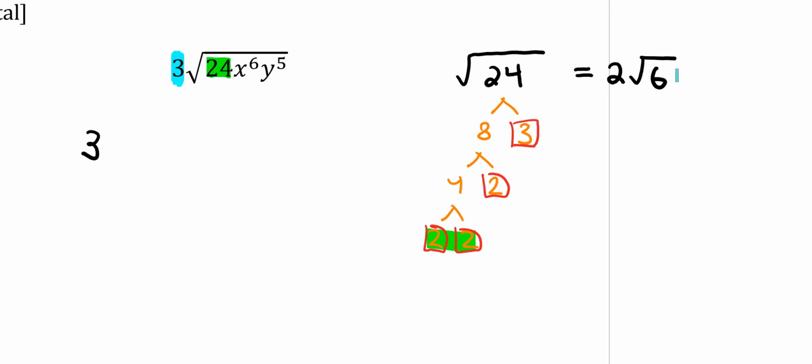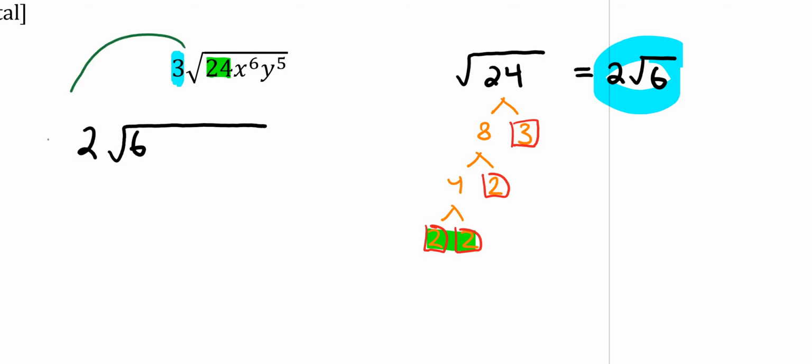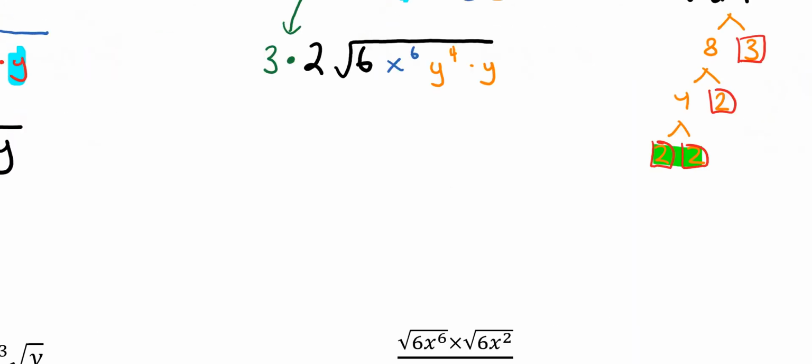And now let's look at this 2 root 6. The way we're going to put that in here, sorry, let me just redo this here. Let's put the 2 root 6 like that, and then this 3 can come out there in front, so 3 times 2. And then I have an x to the power 6. And then I have an odd power here, so if I want to change that, that's going to be y to the power of 4 times y. Okay, so that's how we're going to rewrite that expression there.